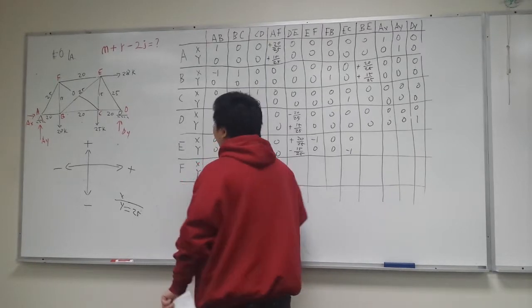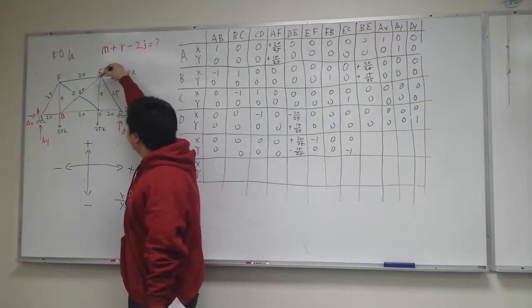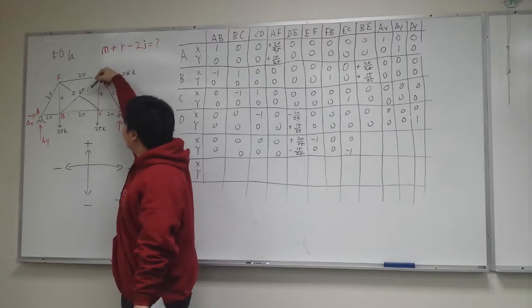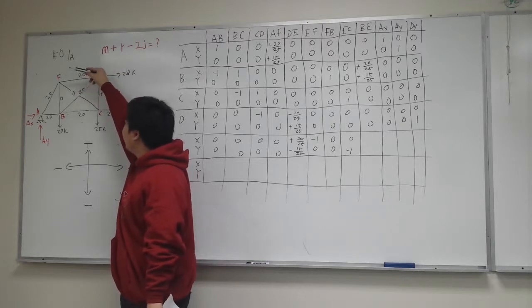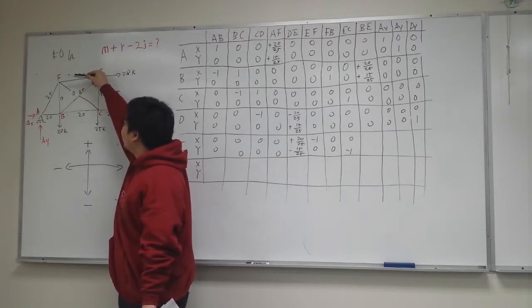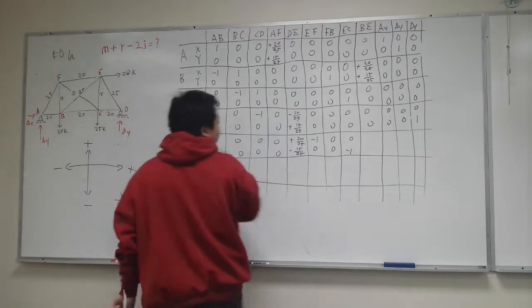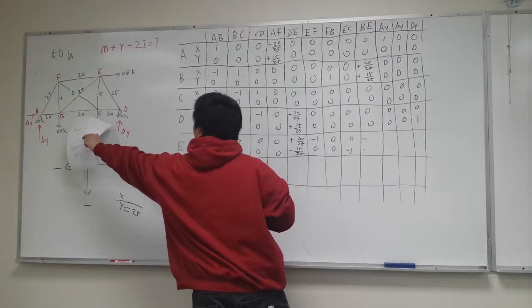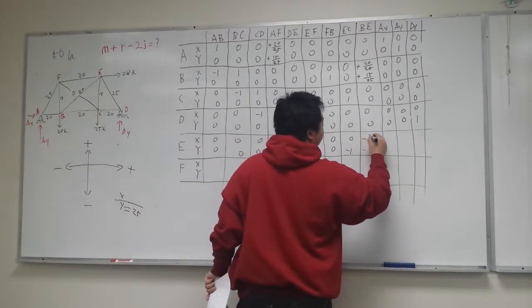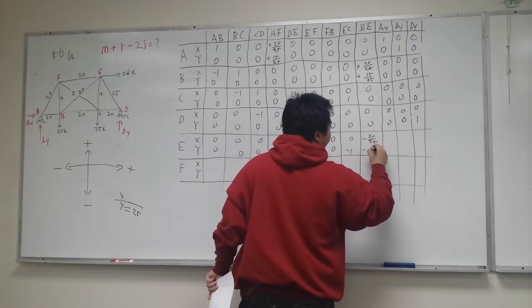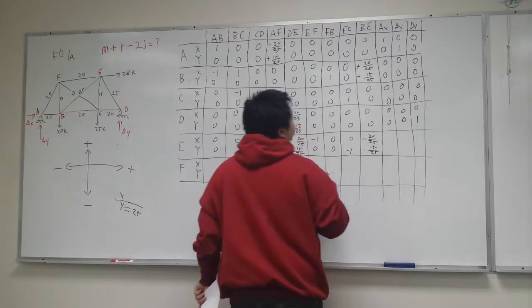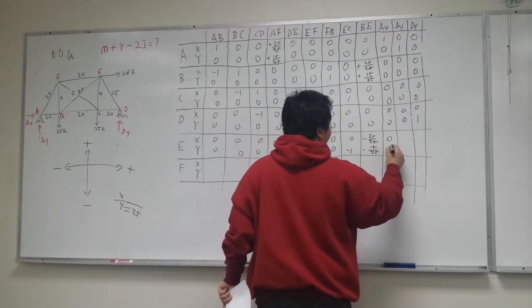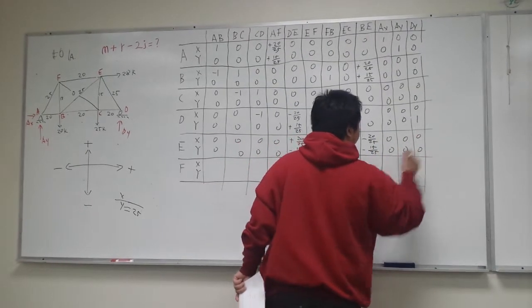BE, E to B, going this way. So when you convert this into x and y, x is going to be negative, y is going to be negative. So negative, negative. And x is 20 over 25 and y is 15 over 25. AX had nothing to do with this, so all 0.